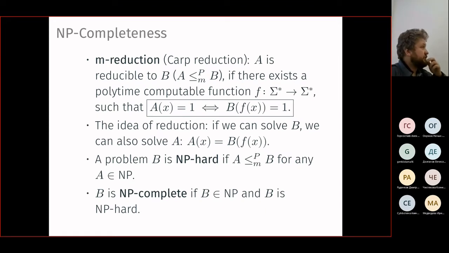We will see some reductions in the future lectures. So now just a theoretical example that you can reduce something to something. If you know how to solve, for example, Boolean satisfiability, and if you can express something in terms of Boolean satisfiability, then you can reduce it. So it's also in NP.